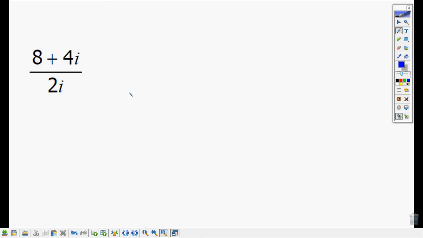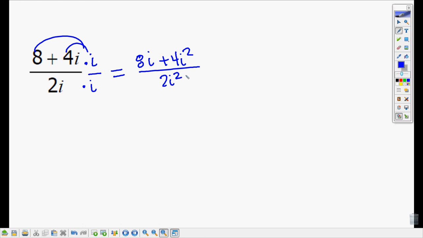Next, it's the same thing. I just have a binomial in the top. The process does not change, so I'm going to multiply top and bottom by i. So I have 8 times i is 8i. 4i times i is positive 4i squared, all over 2i times i is 2i squared. So again, I'm going to replace my i squareds with negative 1. So I have 8i plus 4 times negative 1 over 2 times negative 1.